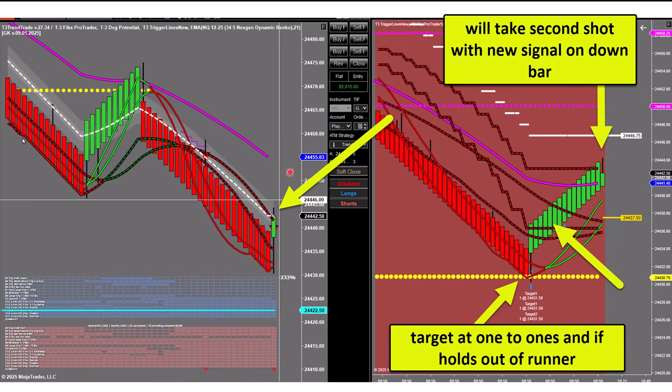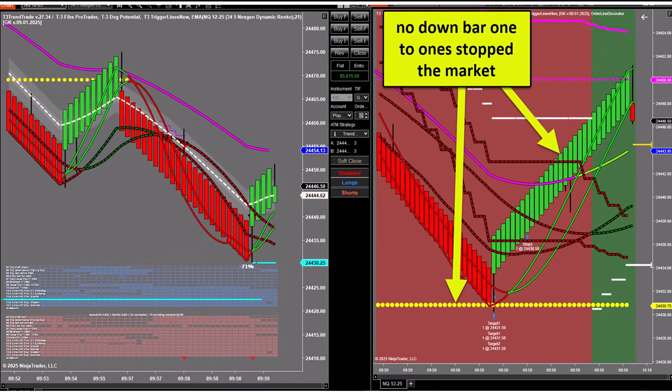And then the system gave another signal. But because I was managing it, I had disabled it. And we get to the edge of the triggers with the mid-band, which is perfect. But because we were coming off the one-to-one, I wanted to wait for a down bar. And there was never a down bar. So it just kept going up and up and up. Sometimes those one-to-ones will kill a trend super quick.